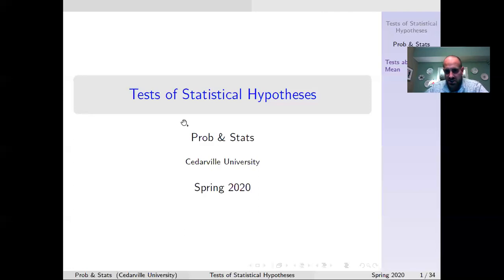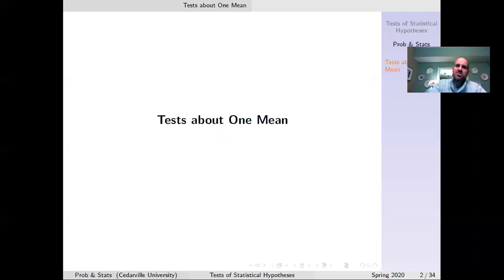All right, so let's jump in here. Okay, so test of statistical hypotheses. And we're going to be focusing exclusively on the situation where we have a hypothesis formulated about the mean of a population. I will remind you of the picture that I've drawn over and over again of a population.